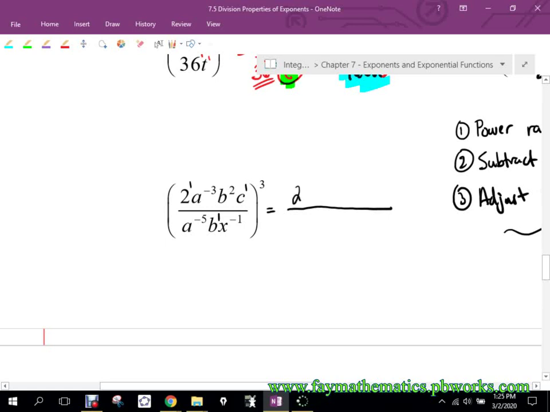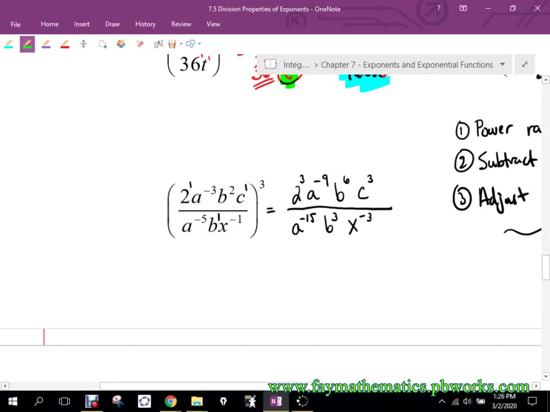So it should be 2 cubed, a to the negative 9th, b to the 6th, c to the 3rd, right? Bottom should be a to the negative 15th, b to the 3rd, x to the negative 3rd. Is everybody okay with that? That's initially the first thing that you should have. Then what you're going to want to go through is start looking at either changing the negative exponents to positive exponents or dividing like bases. Okay, you can do either one of those steps first.